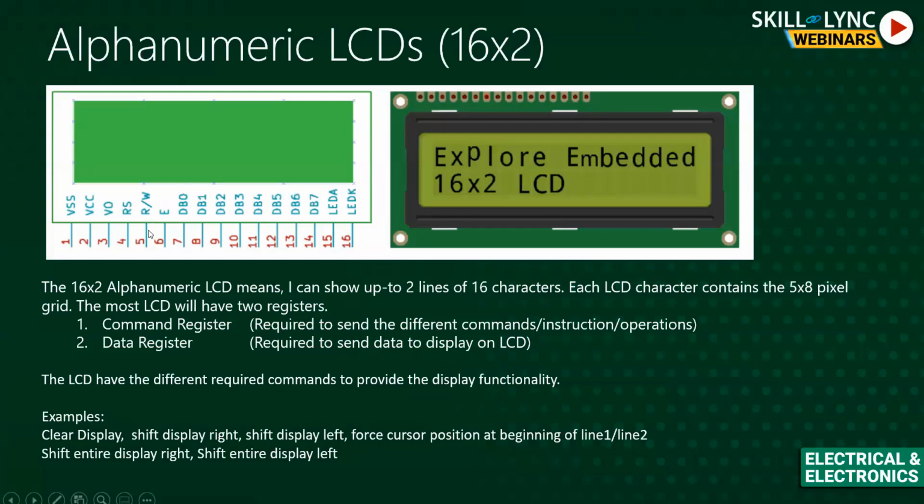We also have the three most important signals: RS, read/write, and enable. These are the most important pins when we talk about the LCD. These pins decide whether we need to write to the LCD, what data we need to write, and what command we need to write. Internally, the LCD has two kinds of registers: one is the command register and one is the data register.